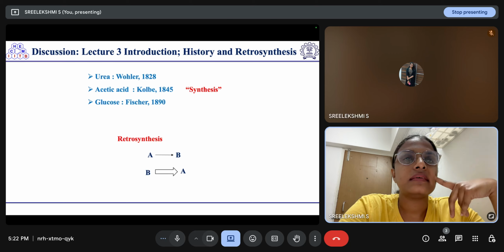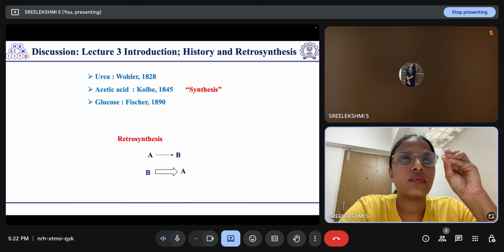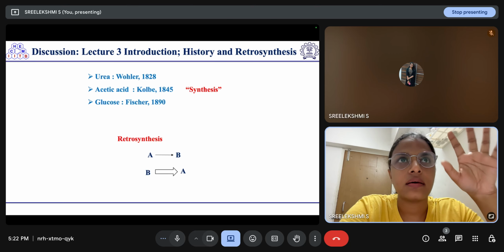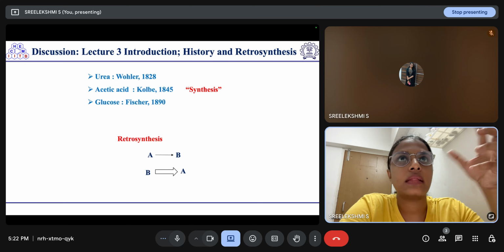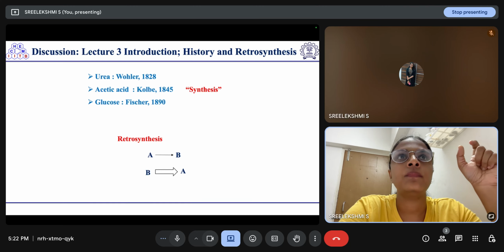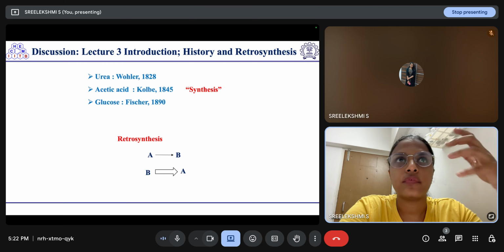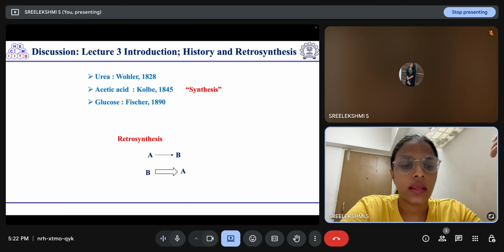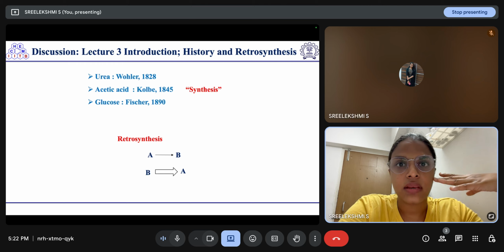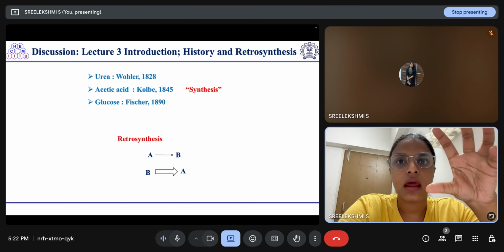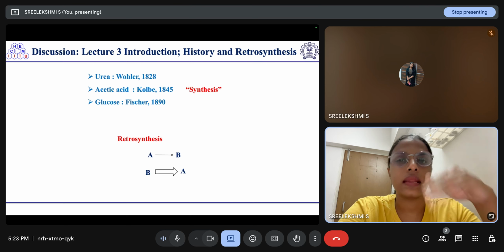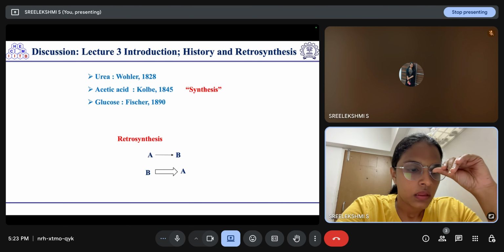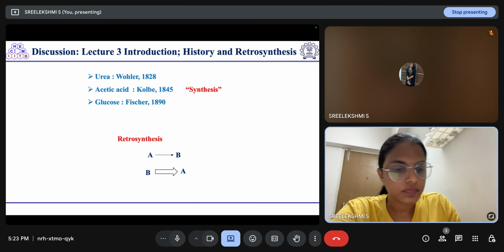For example, if we see a cyclohexene ring in a natural product or anywhere, the first thing that will come into our mind is that cyclohexene can be prepared from a Diels-Alder reaction of butadiene and some dienophile. So we have this target molecule and we are designing backwards, thinking about what can be done to get this target molecule.